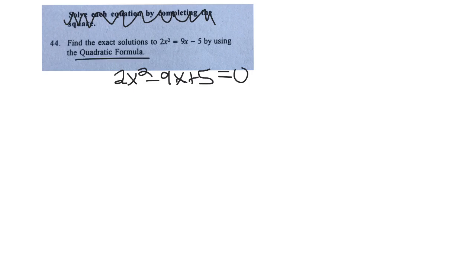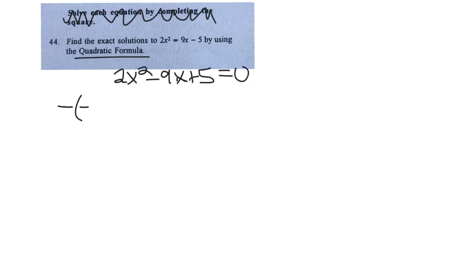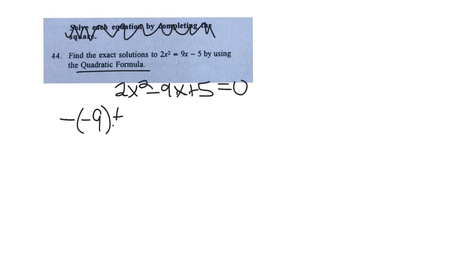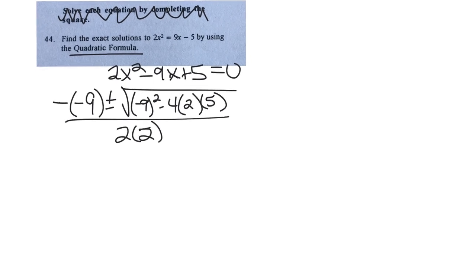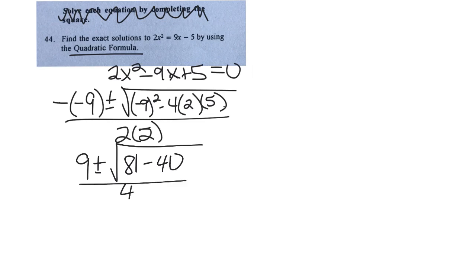So we're going to use quadratic formula, negative b, so negative negative 9 plus or minus square root of b squared, negative 9 squared, minus 4 times a, which is 2, times c, which is 5, all divided by 2 times 2, which is my a. Now that's positive 9 plus or minus the square root of 81 minus 8 times 5, which is 40, divided by 4. 9 plus or minus the square root of 41 over 4. 41 is a prime number, so that can't be simplified anymore.